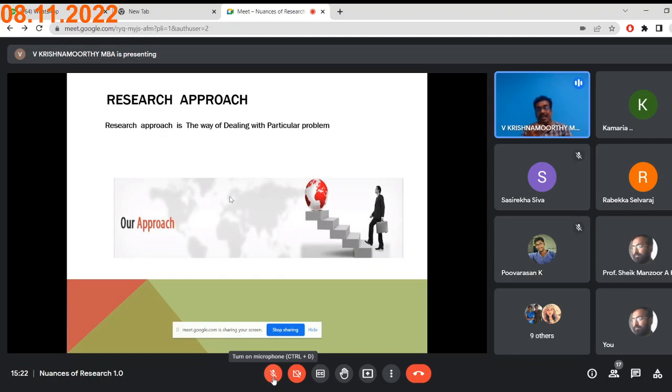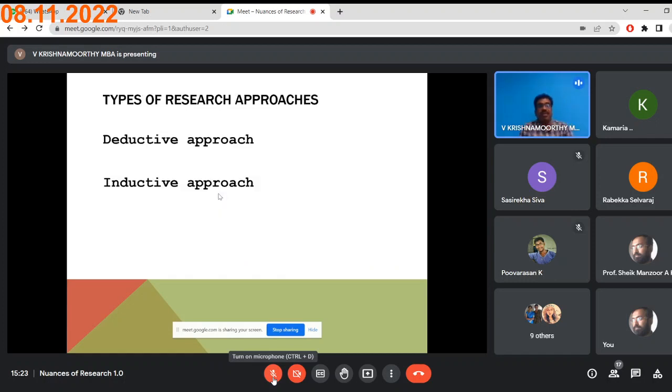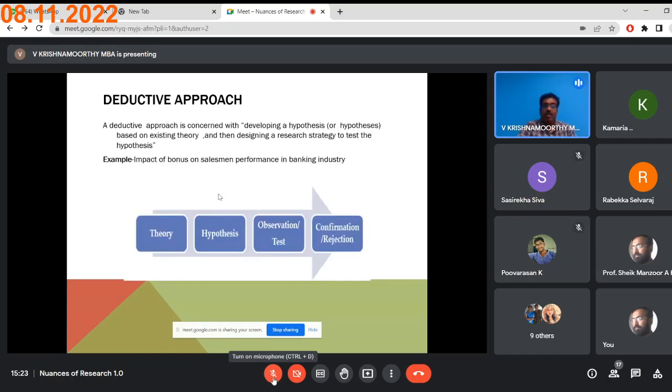Next, we have to decide what the research approach is. This is very important. What is a research approach? Research approach is nothing but the way of dealing with a particular problem. There are two types of research approach followed by researchers all over the world. One is the deductive approach, another is the inductive approach. Now we will discuss what the deductive approach is and what the inductive approach is.